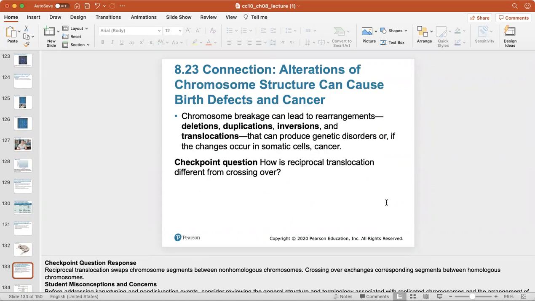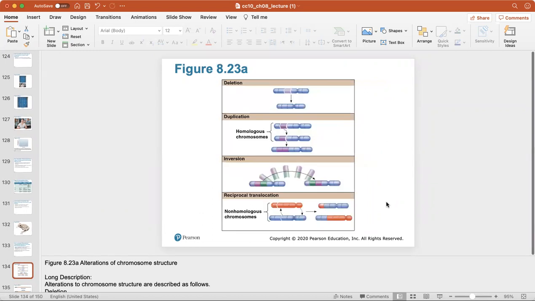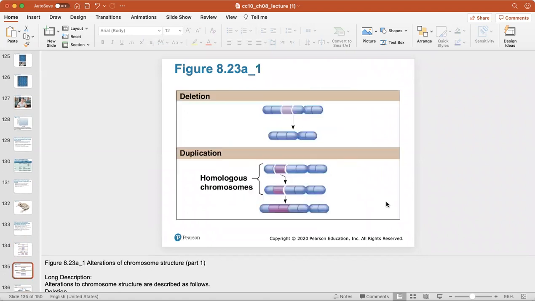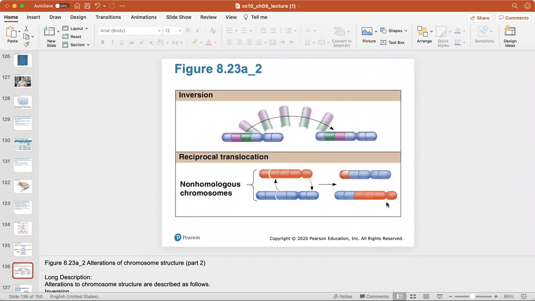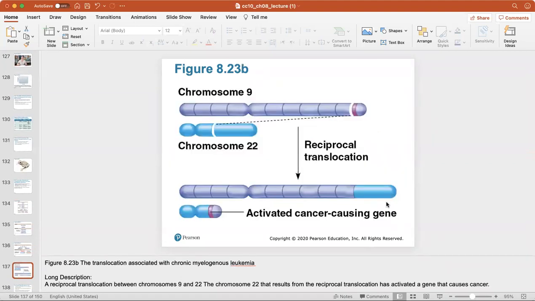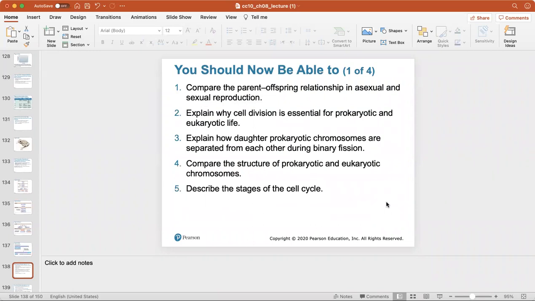Chromosome breakage can lead to other rearrangements and translocations that can produce genetic disorders and cancer. And here's a look at some of the alterations of chromosome structure and how they can lead to problems later on. Deletion, deleting out a segment of the gene; duplication; inversion, switching the orientation; and reciprocal translocation, such as the translocation associated with chronic myelogenous leukemia, for example, which is a cancer.